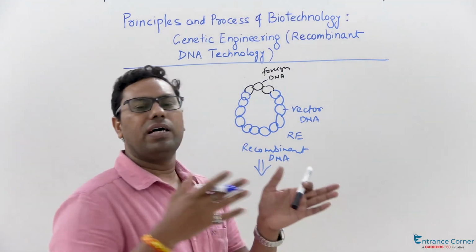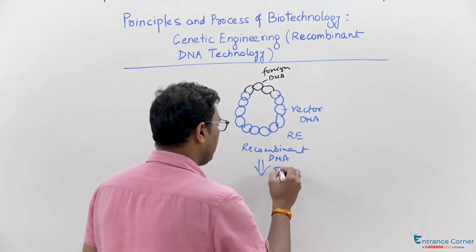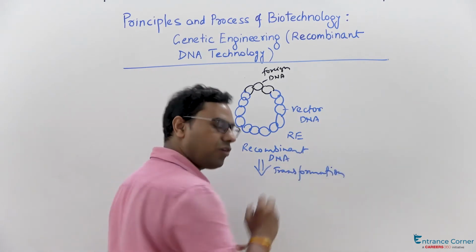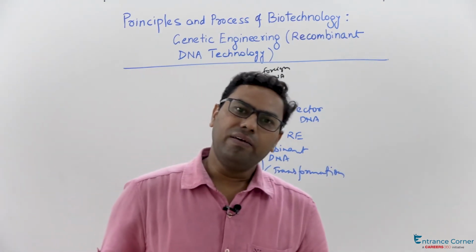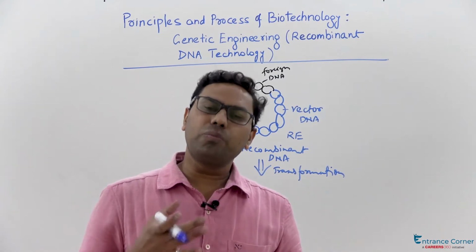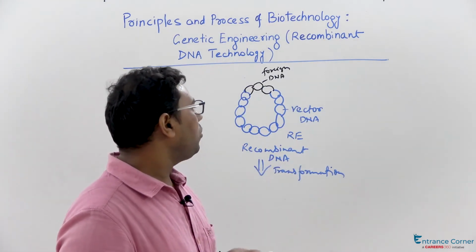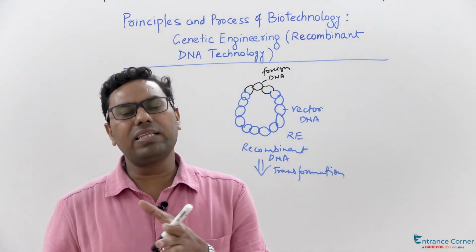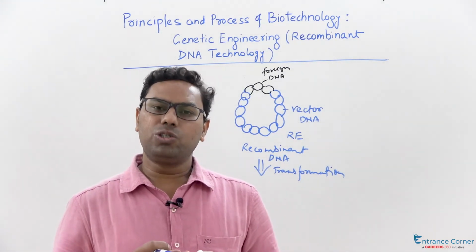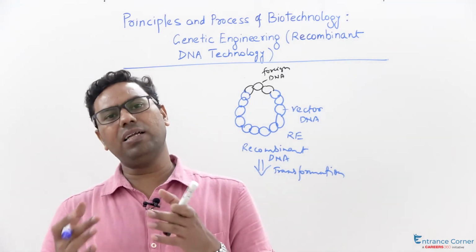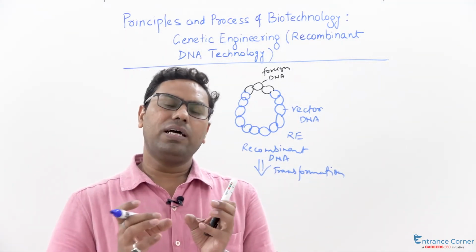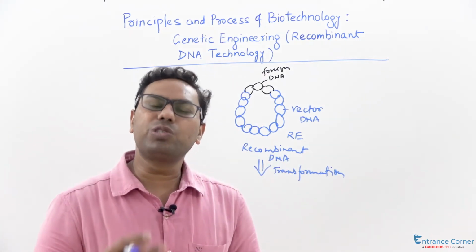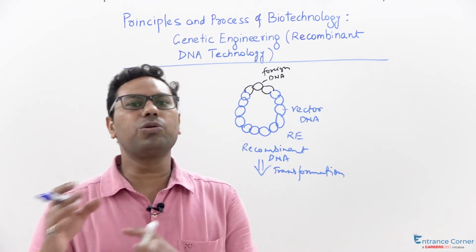will then be transformed into the host. So the step is called transformation. Transformation is another important event where you have to find a suitable host in which this recombinant DNA molecule can be inserted, and where the replication of this DNA molecule should take place, and ultimately the amplified DNA, a number of different recombinant DNA, can be produced on a larger scale.